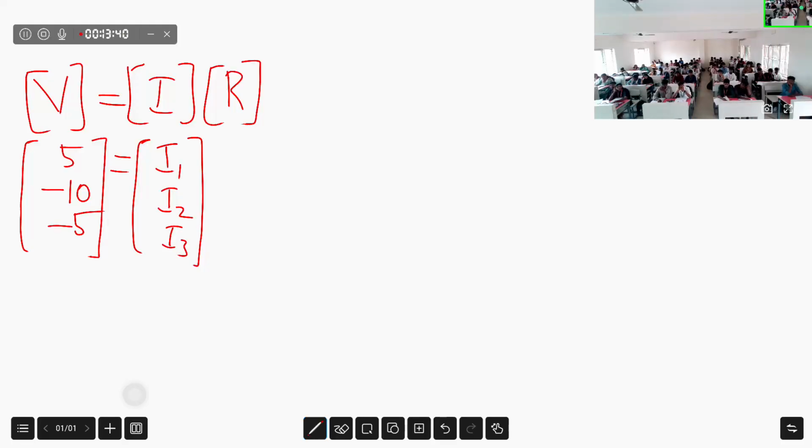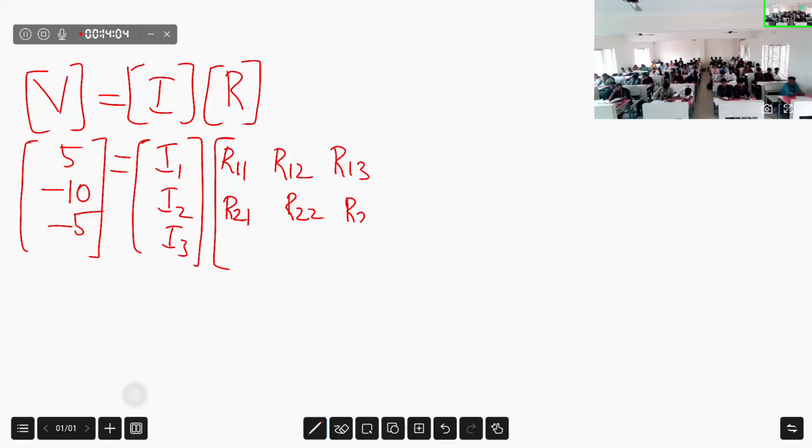So R11, R12, R13 இதை எழுதியே கீழ எழுதுங்க. சரியா? R21, 22, R23, here R31, R32, R33. So substitute the values. So 11 அப்படினா என்ன செய்வோம்? Just add all the resistance connected at mesh number 1. So எவ்வளவு resistance இருக்கு? 10, 5, 3. So what's the value? என்ன value வரும்? 18. So R11 ஓட value 18.